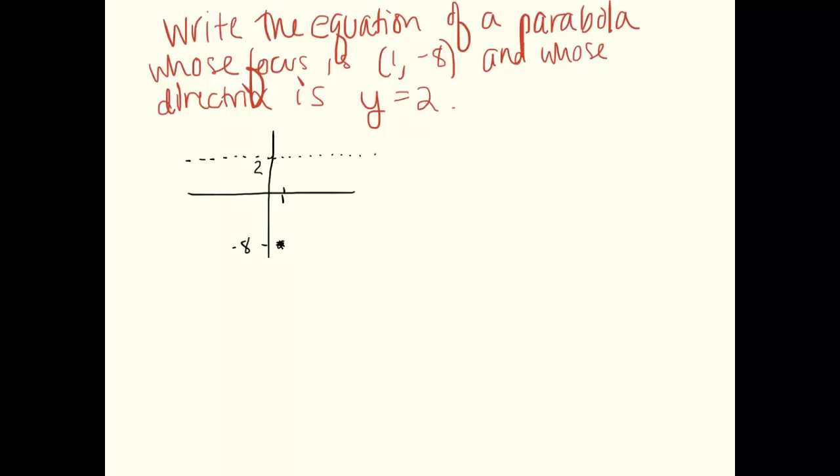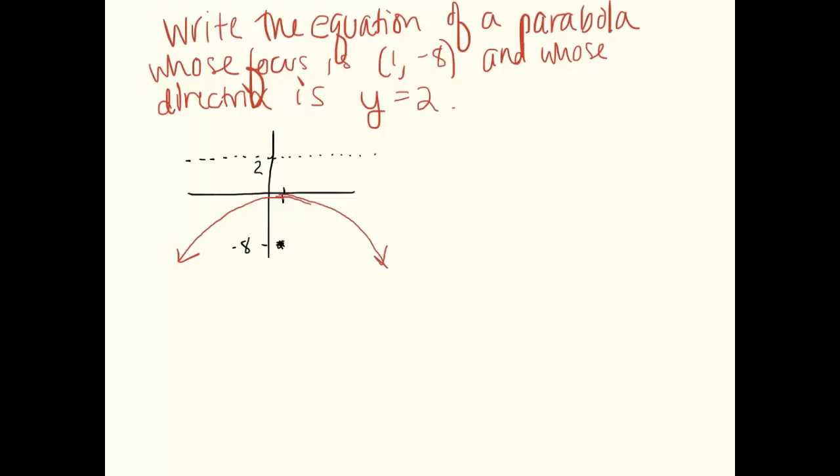I can just imagine that wherever the vertex is, our parabola is going to open down. Think of the behavior of the parabola. It's always kind of hugging the focus. So I know that it'll look something like that. Now let's try to find where the vertex is.